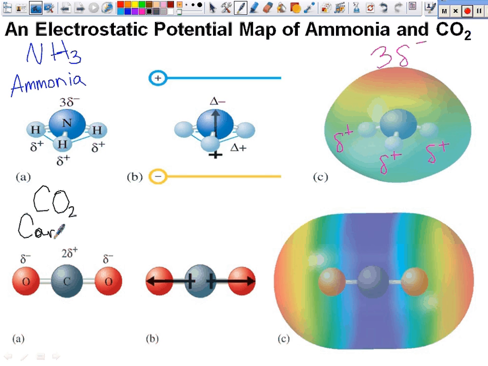according to this electrostatic map, where are the electrons located? Where are the highest concentrations? On the outside, right? So, we've got a partial negative here and a partial negative here. Where's the partial positive? In the middle. But how many partial positives would you have? 2. Very good. So we have 2 partial positives sitting in the middle.